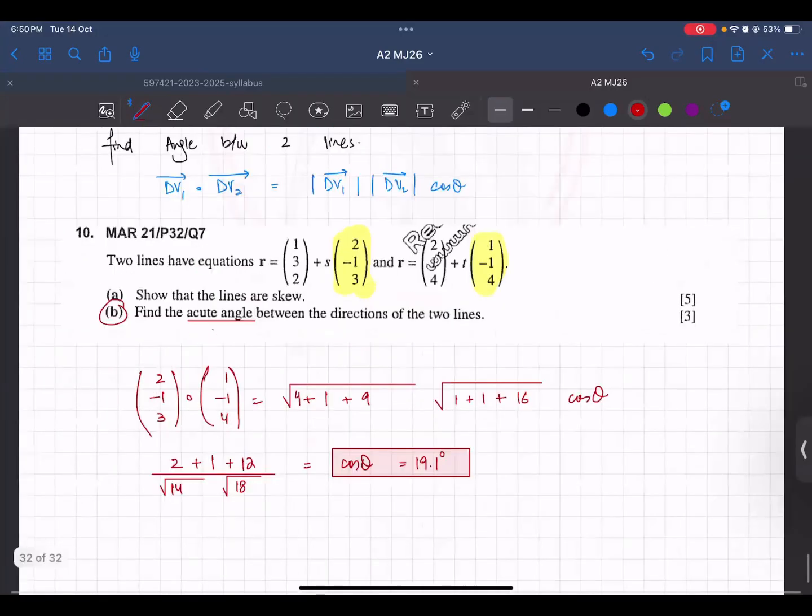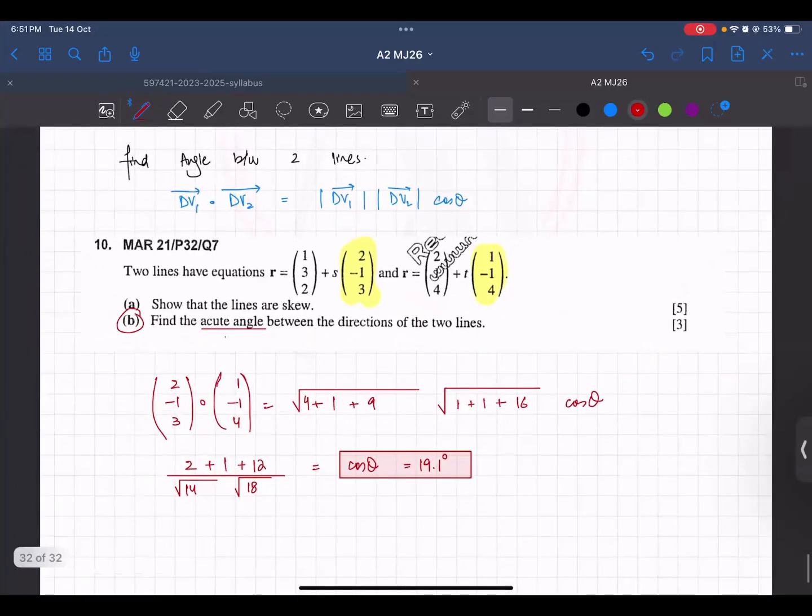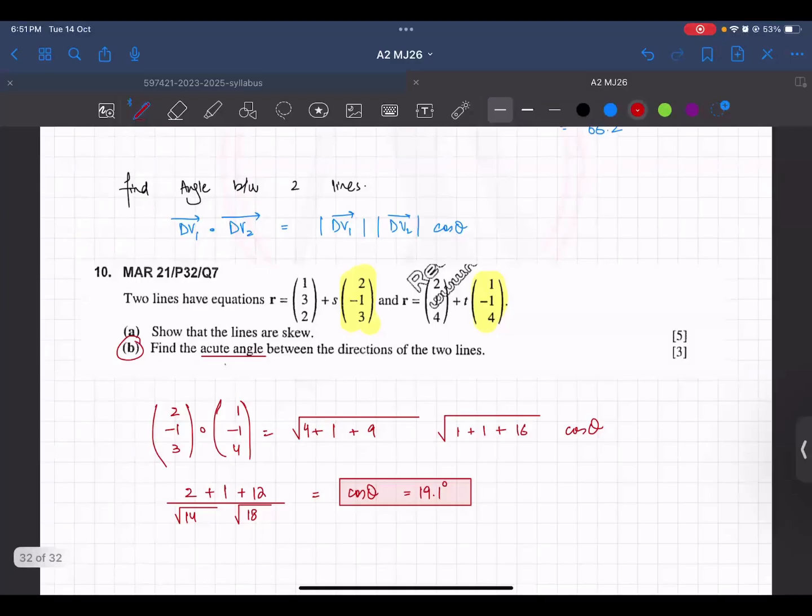Any questions? Arham? Clear? Mohit? Sir, clear. Clear.